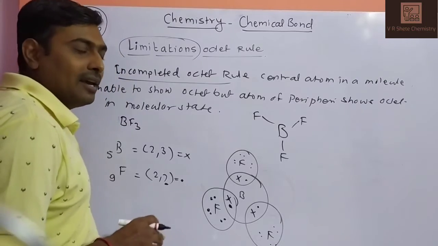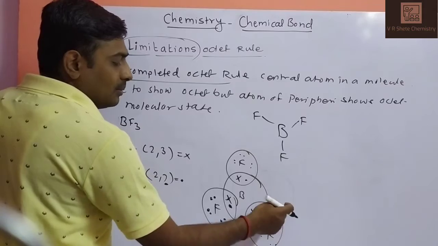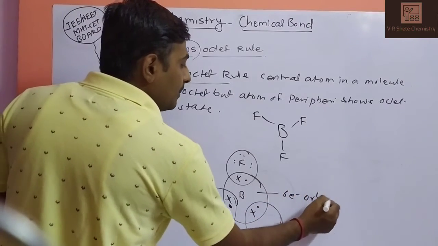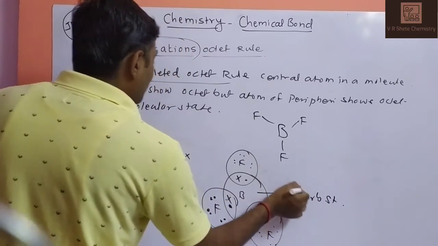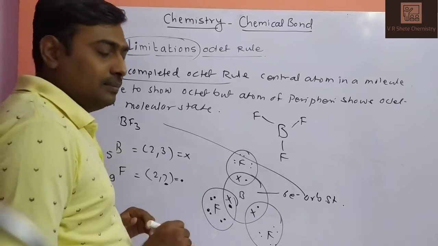So this is your orbital diagram of fluorine. Octet is completed by fluorine. But boron contains only 6 electrons in the orbital state. So that is an example of incomplete octet.